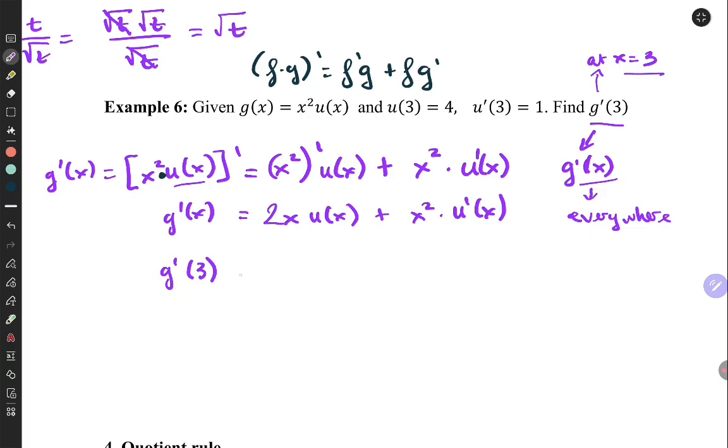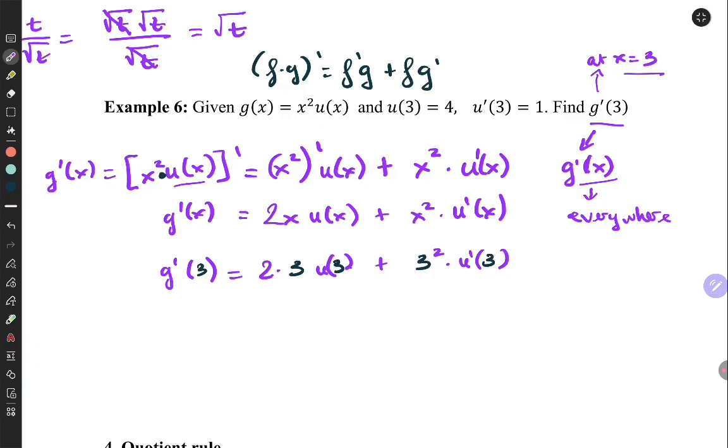Now you go to the main question. Derivative at 3, then you plug in 3. 2 times 3, where do you plug in? You plug in 3 here, here, here, here. So you have 2 times 3, u of 3, plus 3 squared times u prime of 3. There. That's where you plug in.